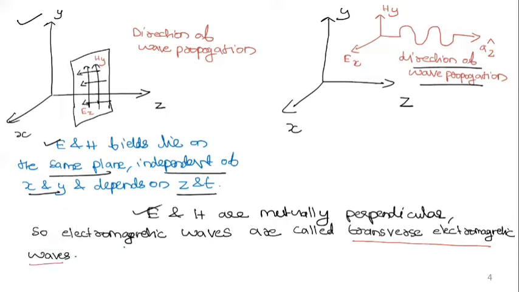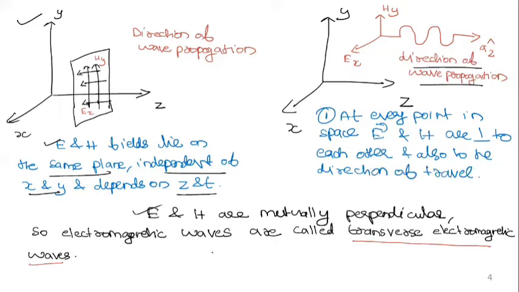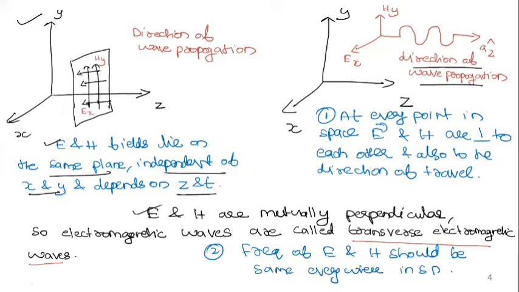Also, for the uniform plane wave, maybe you can write some properties. So, properties of uniform plane wave, which are very important from the examination point of view. At every point in space, electric field and magnetic field are perpendicular to each other, and also to the direction of travel. That's what I will write. Then the second point I will write down here: frequency of electric and magnetic field should be the same in space, so we call it a uniform plane wave.